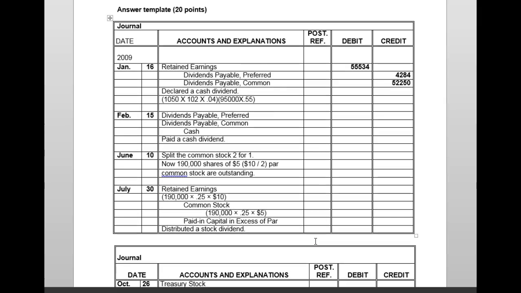So then they split, and they now have 190,000 shares of $5 par. It was at $10 par, and they divided it in half. And now they have 190,000 shares outstanding. And they got that 190,000 by multiplying that 95,000 by 2. Now, this is just a memo or memorandum that's put into the journal so that they know when they split the stocks. That's all you have to do with that.